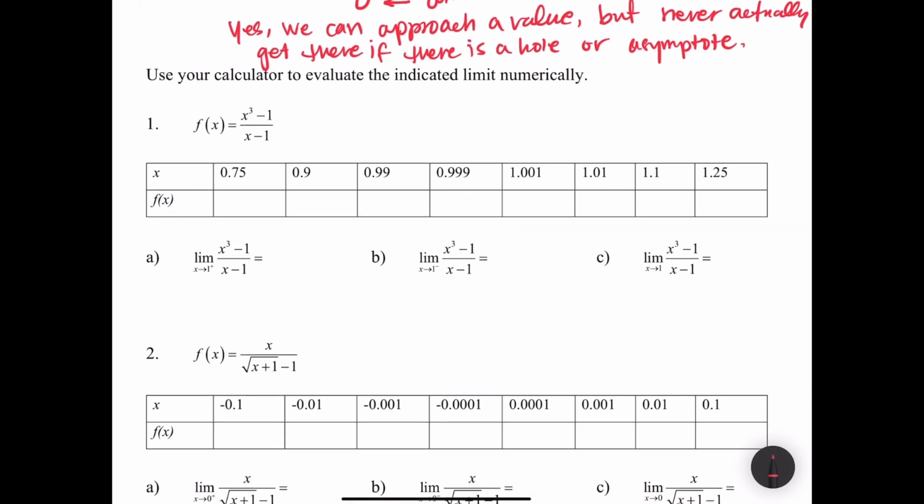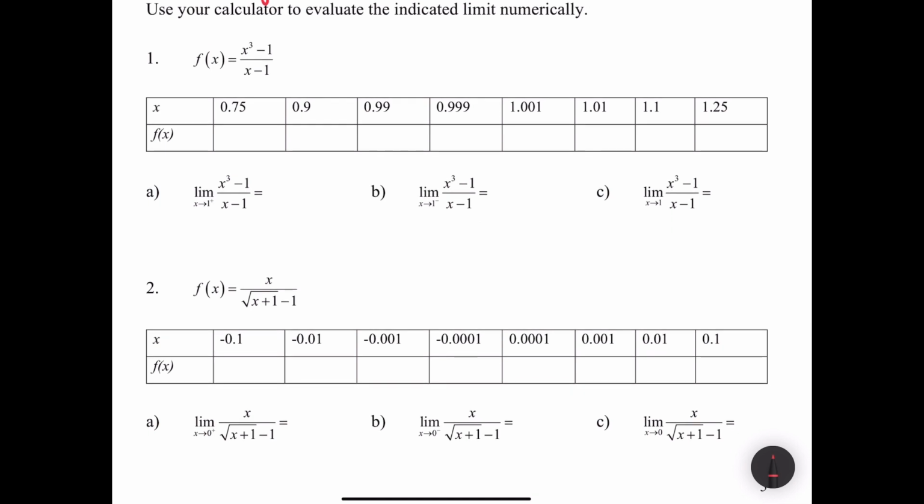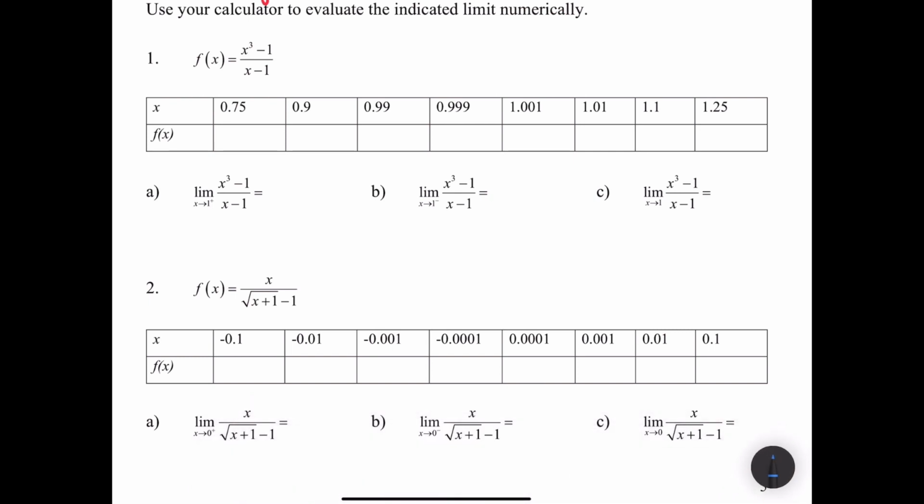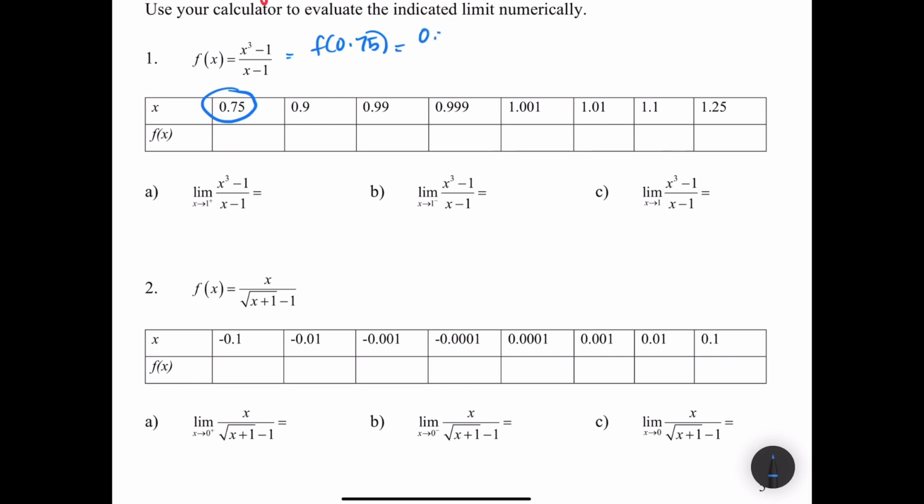So here they're asking me to use my calculator to evaluate the indicated limit numerically. So I don't have any more graphs. Now I have to use my calculator to observe this limit numerically. So what you would do is take each x value, for example 0.75, and plug it into your function to get these values on the table. So I would have 0.75 cubed minus 1 over 0.75 minus 1.